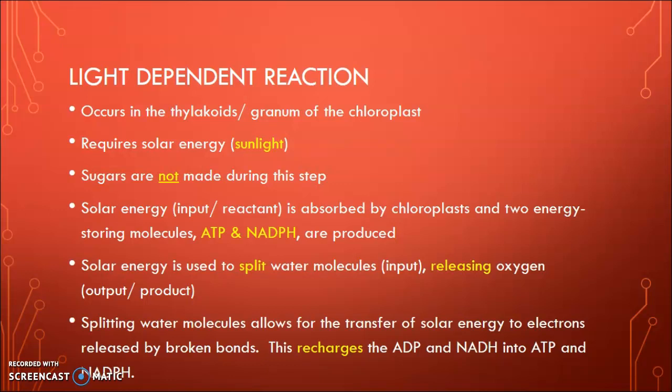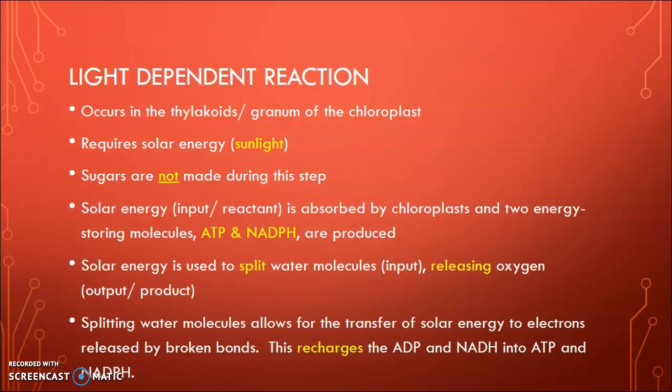Splitting those water molecules is going to allow for that transfer of that solar energy by those broken bonds on that ADP molecule. So we're going to use those broken hydrogens, and we're going to use that to attach the phosphates back to the ADP and NADP, creating our ATP and NADPH. Now, you're going to hear a lot of these high energy molecules. You're like, where did NADPH and NADH come from?